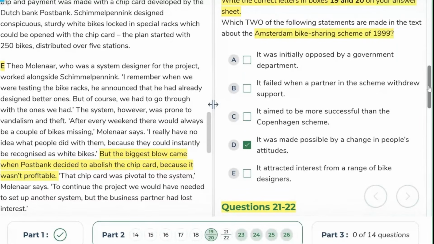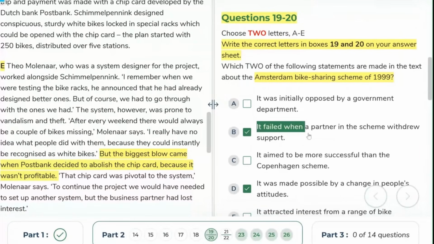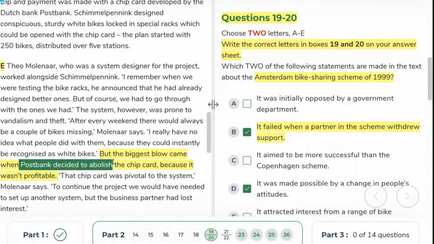It failed when a partner in the scheme withdrew support. And the biggest blow came. Biggest blow means it failed when Postbank, a partner, decided to abolish. Abolish means withdrew support. Okay, so second correct answer is B.